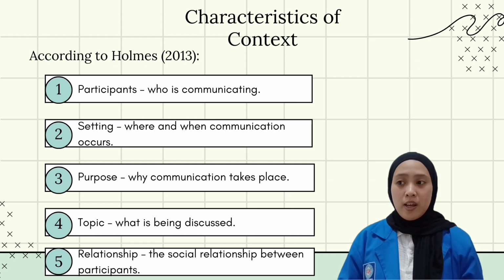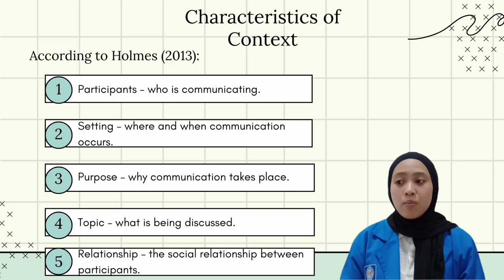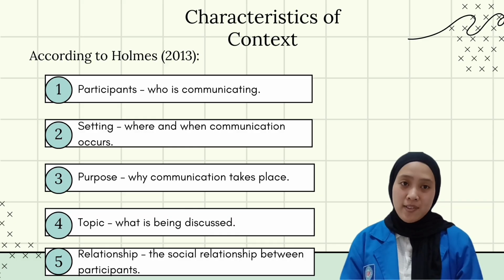Characteristics of context. According to Holmes, there are 5 characteristics of context. Number 1 is participant, who is communicating. Number 2 is setting, where and when communication occurs. Number 3 is purpose, why communication takes place. And number 4 is topic, what is being discussed. And the last is relationship, the social relationship between participants.